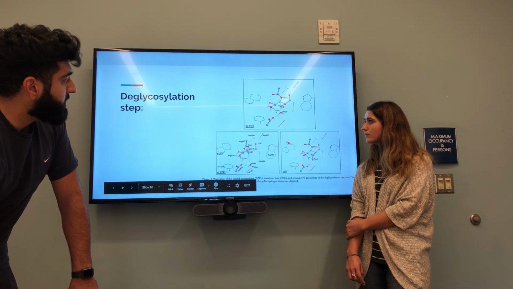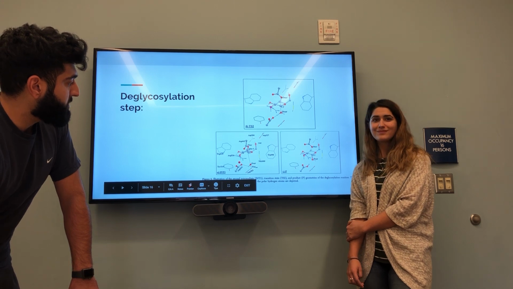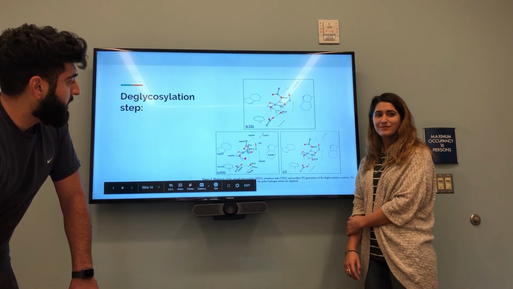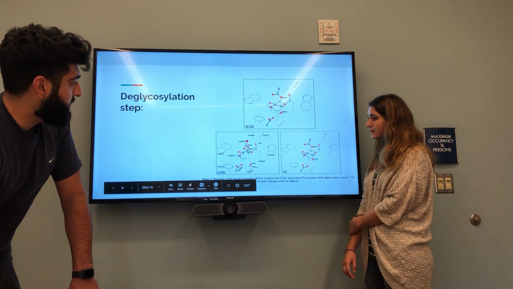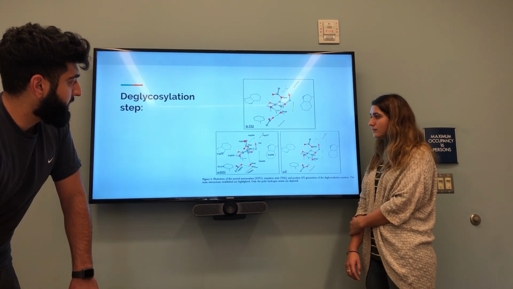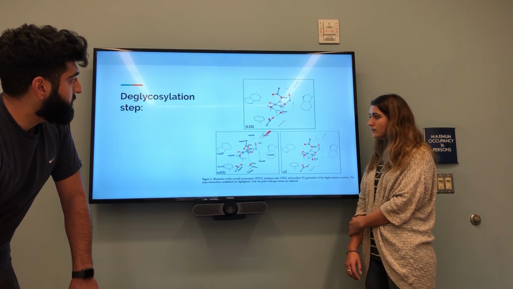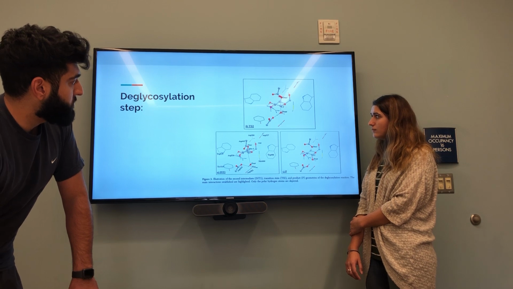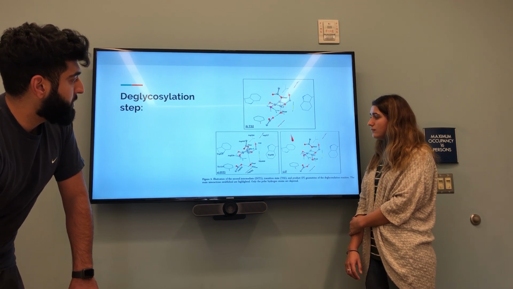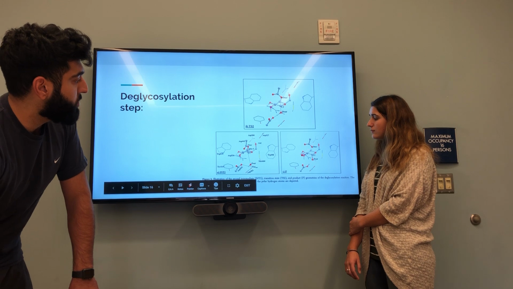Going into the deglycosylation step, you have aspartic acid 542 here, and water has come in, and it reacts with your aspartic acid 443 at the nucleophile, and it undergoes the transition state. Then your products are formed with 2 identical glucose molecules.